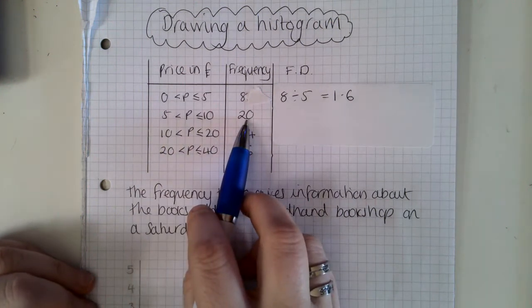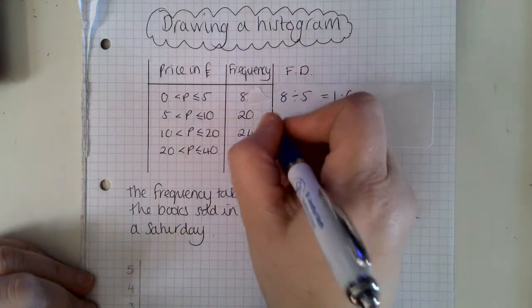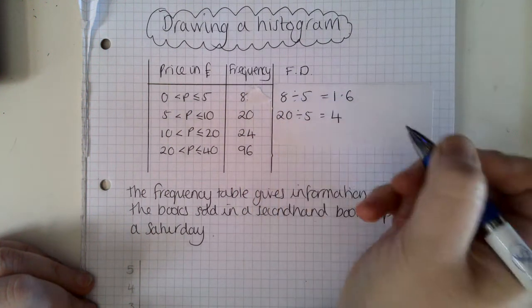For the next one, we've got 20 people and they're going to be spread out over this group, and this group has 5 in it as well. So we do 20 divided by 5, which is 4.